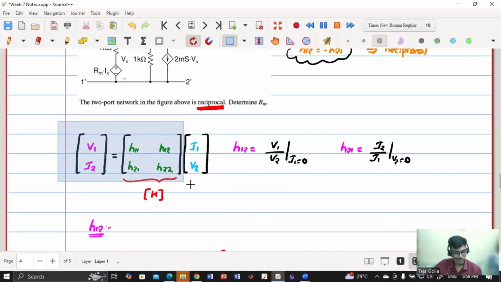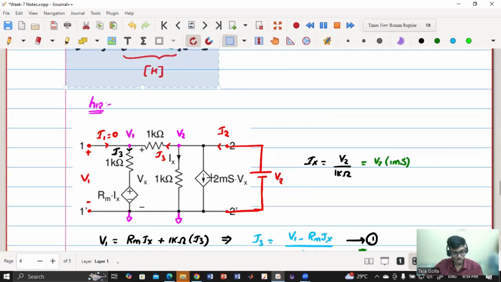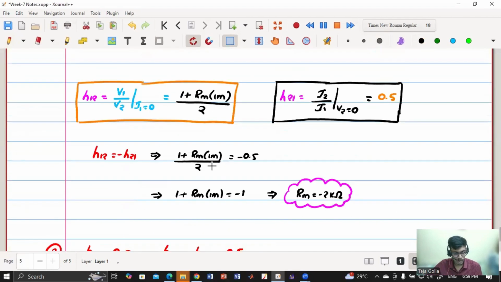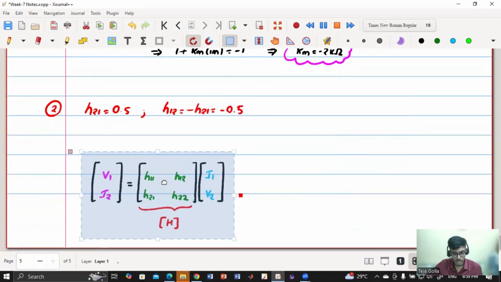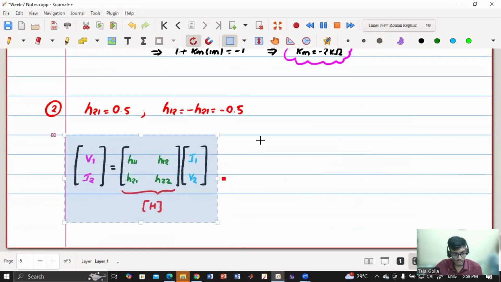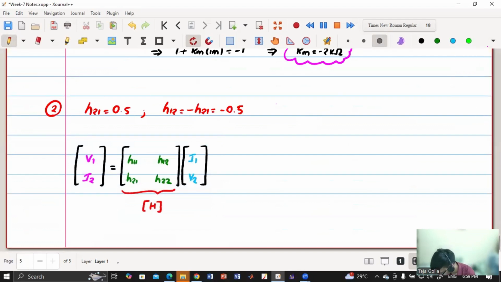So first let us define what is H11 and what is H22. Then we'll know what exactly needs to be found in which circuit. So if this is my H matrix, then I can define the H parameters like this. H11 is equal to V1 by I1 when V2 is equal to 0, and H22 is I2 by V2 when I1 equals 0.